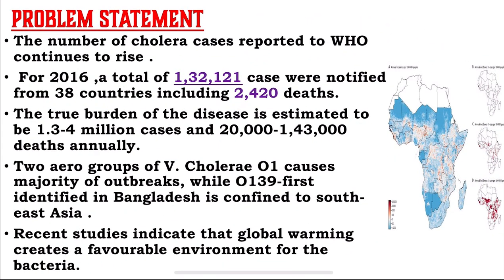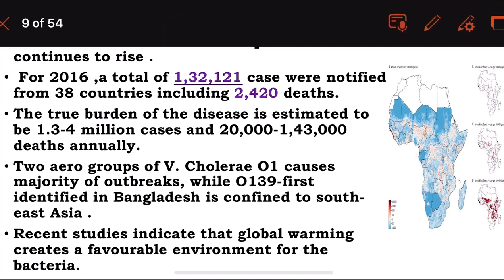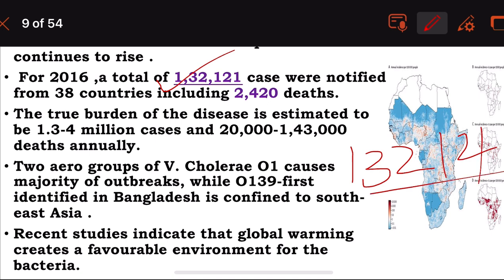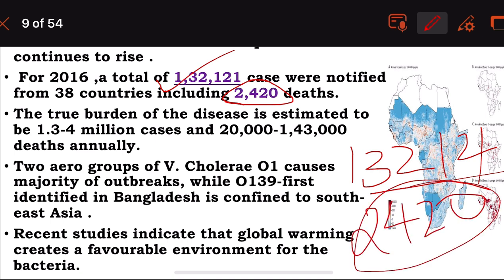We move further to the problem statement. The number of cholera cases reported to the World Health Organization are continuing to rise. For 2016, a total of 1,32,121 cases were notified from 38 countries. So we see how many cases were notified? 1,32,121 cases were reported from 38 countries, including 2,420 deaths. Is it clear?